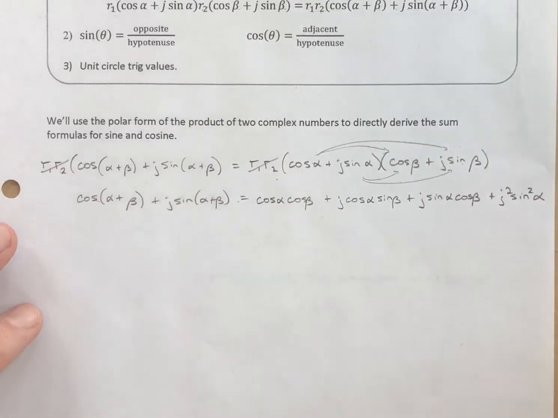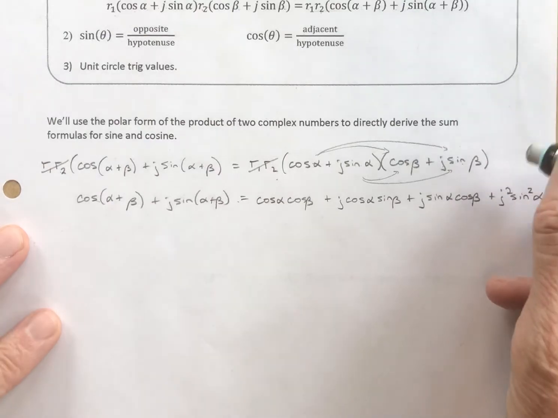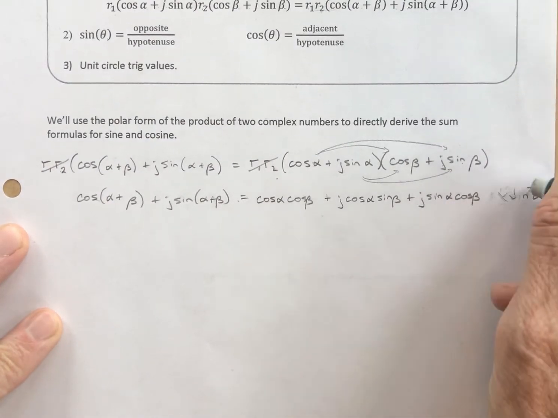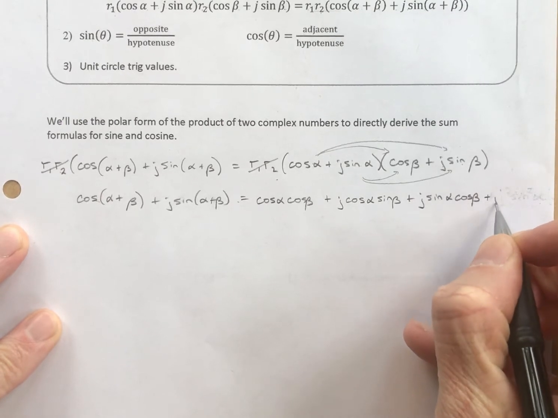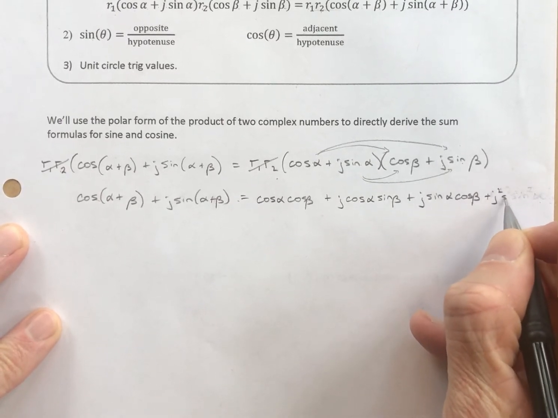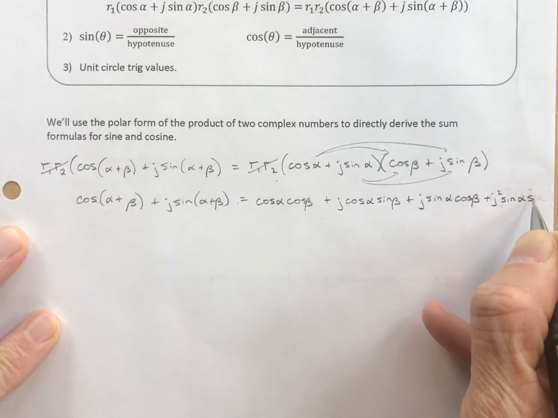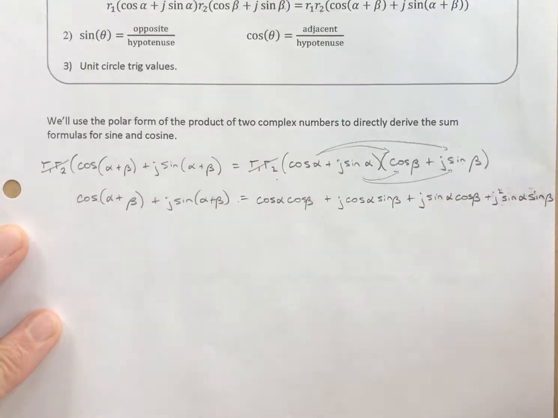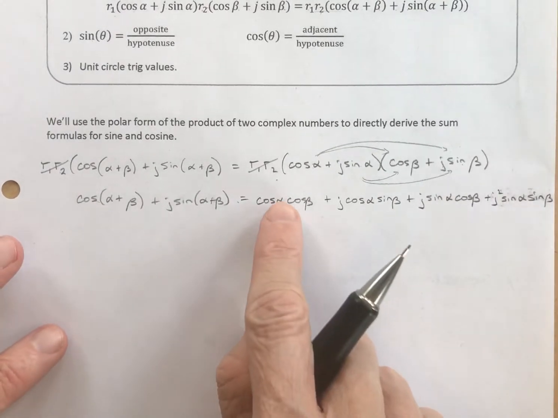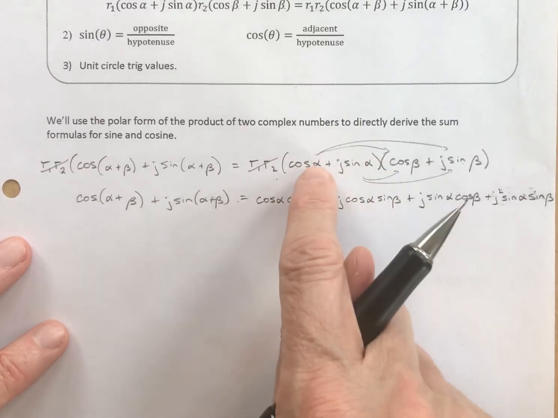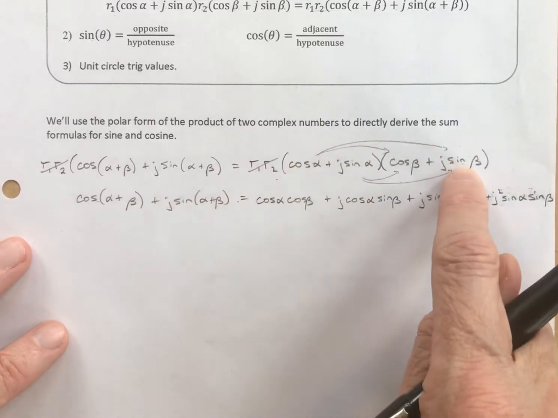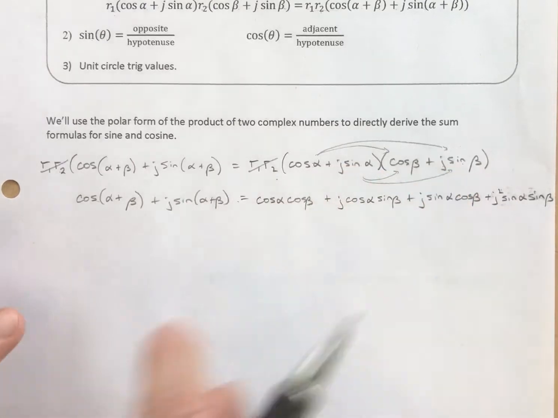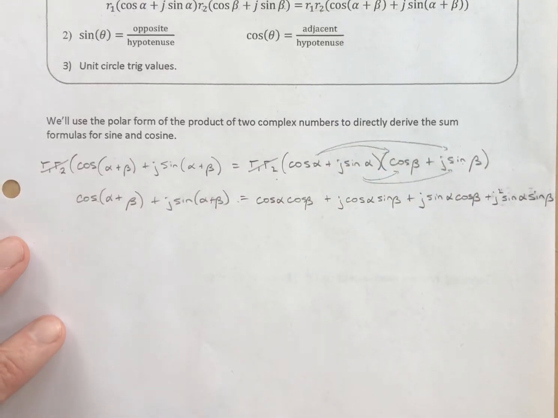Excuse me, I made a mistake there. Let me go back and correct that. It's j squared times sine alpha sine beta. Sorry about that. Okay, so first times first, outers, inners, and last, if you like the FOIL method.